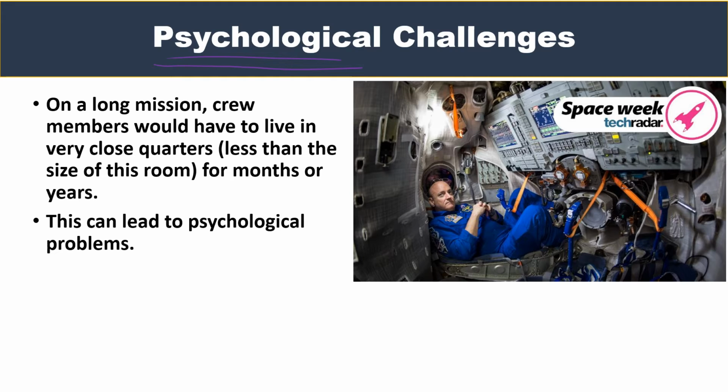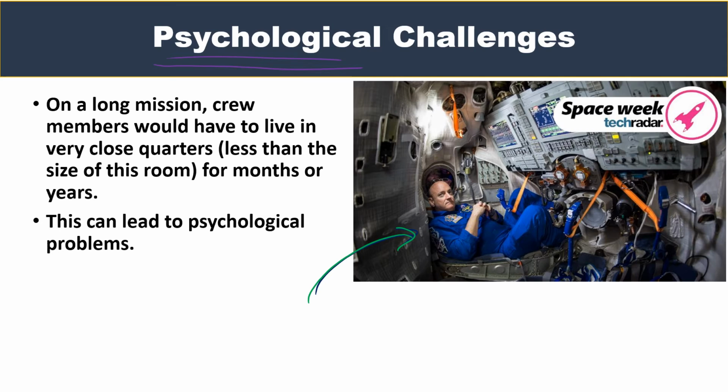On a long mission, crew members would have to live in very close quarters like what you see over here. I cannot see a lot, so I'm going to change it. It is a very small area, plus you don't have a lot of mobility in there for months and years. That's a reality of a spacecraft.